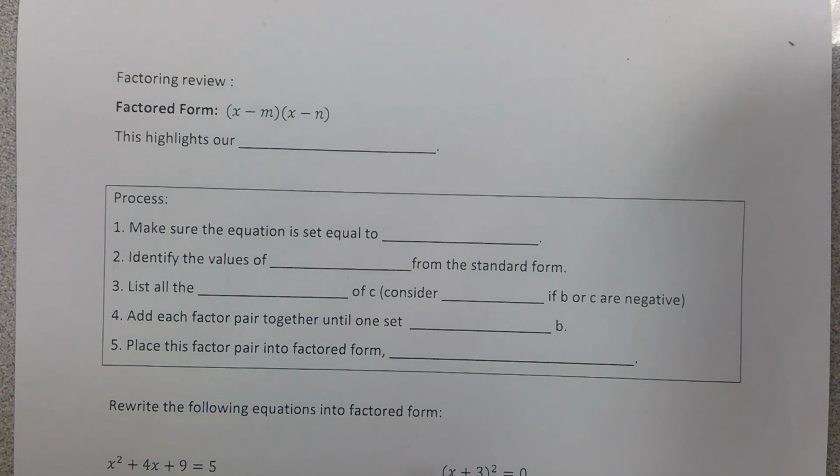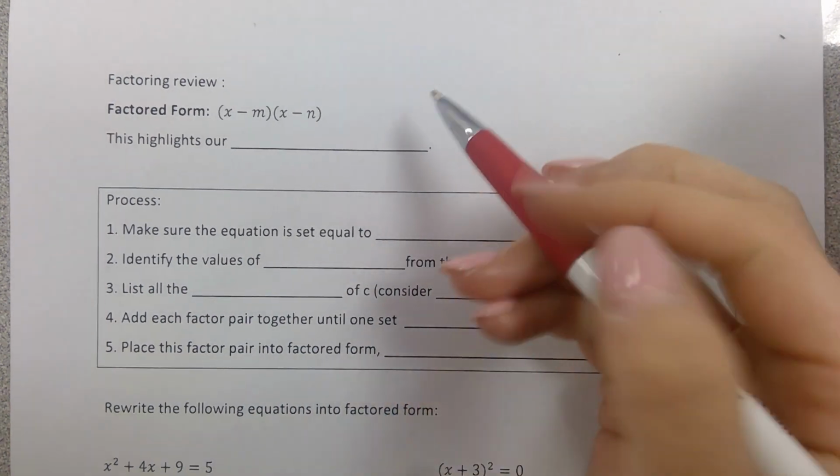We're going to be doing our factoring review today. So we're going to be talking about factored form, which I know we went over quite a bit last semester. We're going to bring it back and review it so it's fresh in our minds. We're going to combine it with solving, which is what we've been talking about in our last unit. So first, let's look at our factored form.